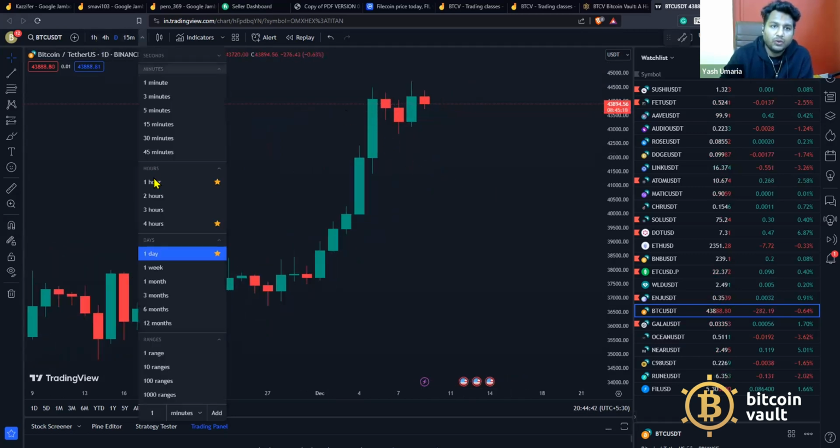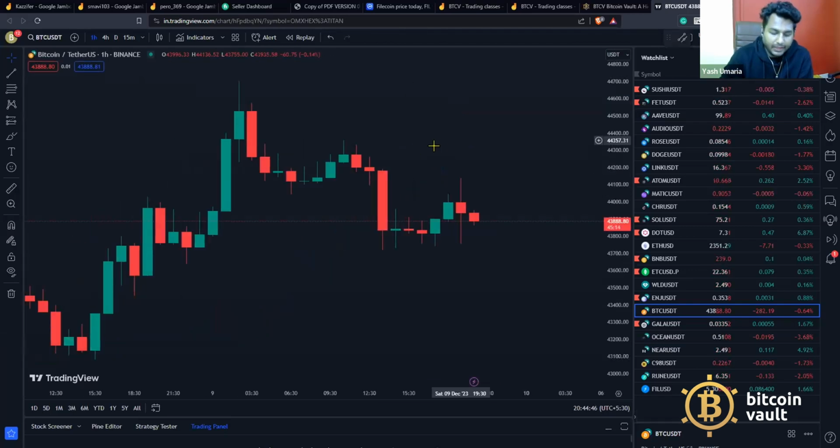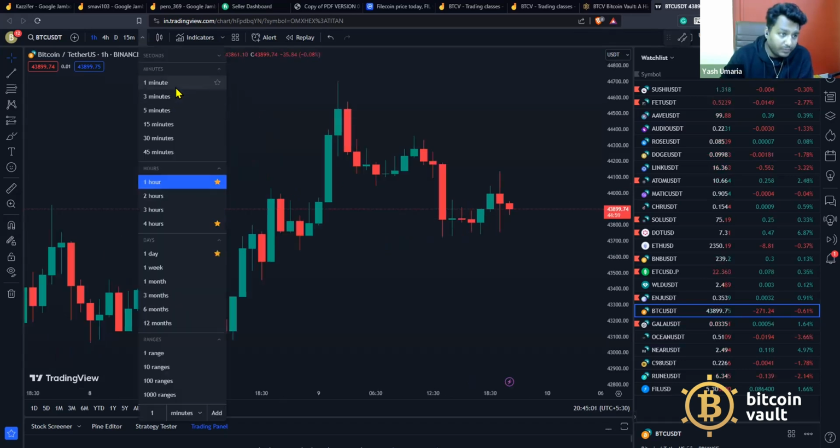If I go on a 1 hour chart, let's say, now we can clearly see that each candlestick is providing me data of 1 hour. So this is the previous hour, the hour before that, and the one before that, and so on. I can also go on a 1 minute chart.